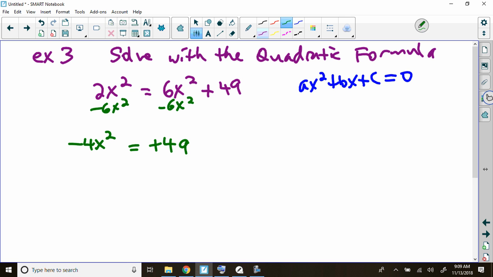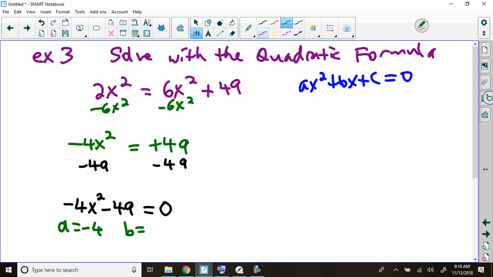I want this to work out nice. So now we got to subtract 49 from both sides, right? So we'll go ahead and subtract 49 from both sides. So we end up with negative 4x squared minus 49 is equal to 0. Kind of weird. So my a value is negative 4. My b value, what is my b value? 0 in this case. That has no implication necessarily, but it does tie into something we talked about yesterday if you were here for that lesson. And our c value is negative 49.